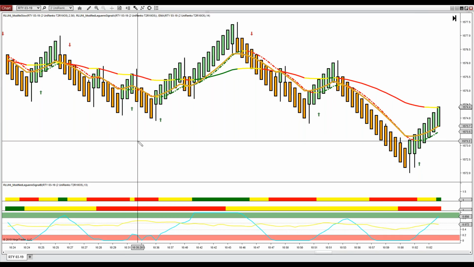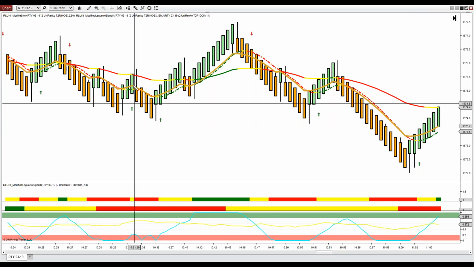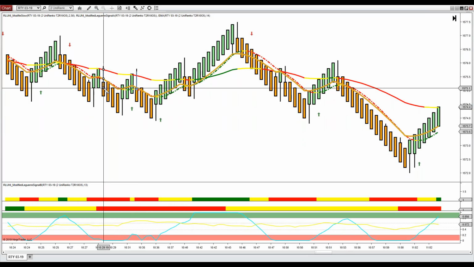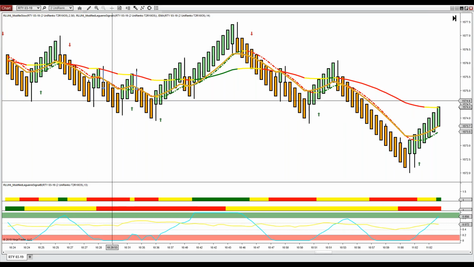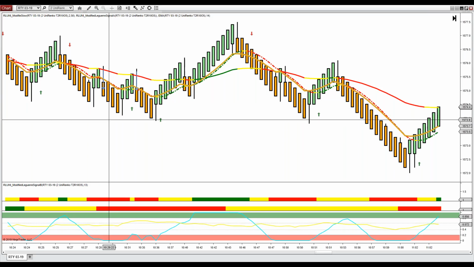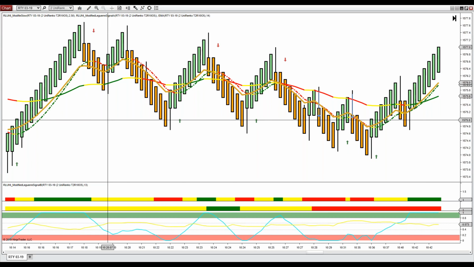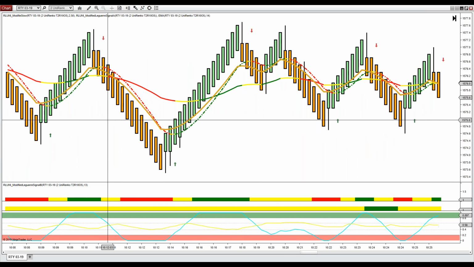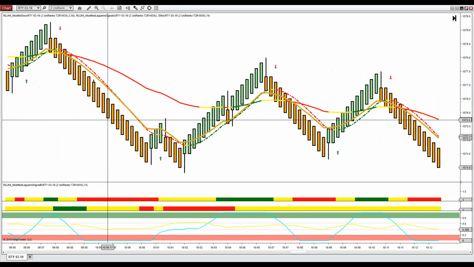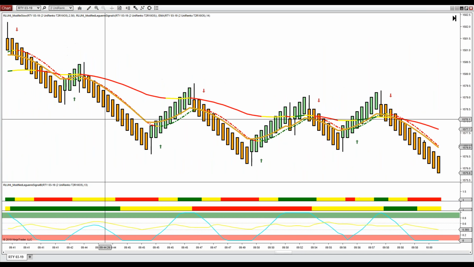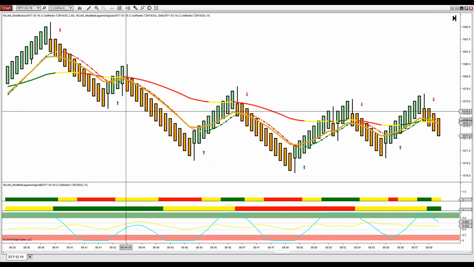Now here's a short. It's not much of one, but it's a winner right here. Here's another short. It's not a big trade, but I don't know how far. This is going to be 1, 3, 5, 6. Small trades. No confirmation here. Look at that. I just don't.